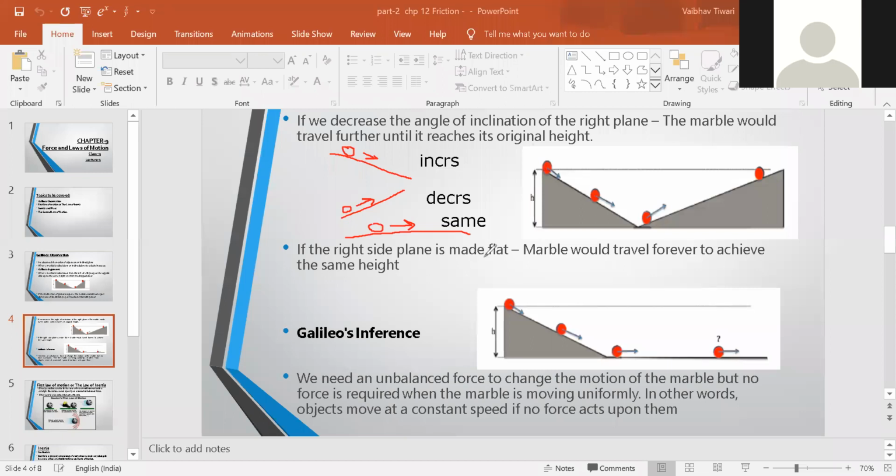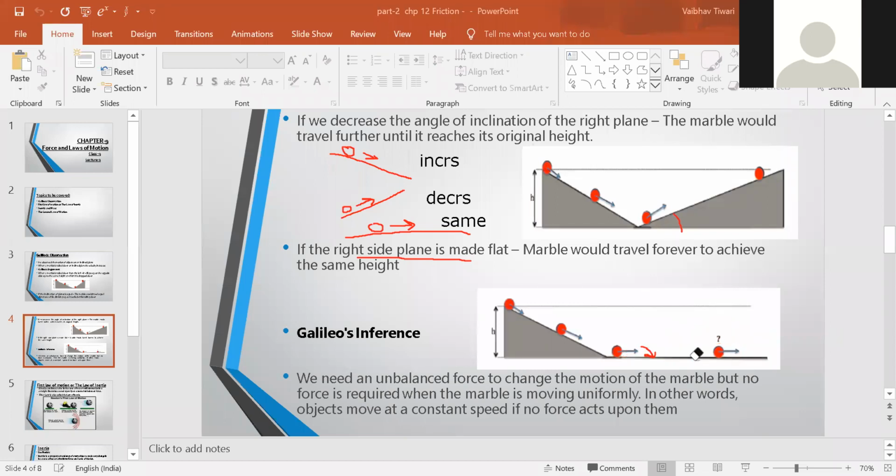Now, there's a little bit of change in Galileo's experiment. What he did, the right side plane is made flat. The plane which was here has been made flat, which means the angle has been reduced to 0. Earlier there was some angle, then it has been reduced to 0. Suppose we keep decreasing the angle, the plane will look like this, then this, and finally when it is completely flat, the angle is 0.